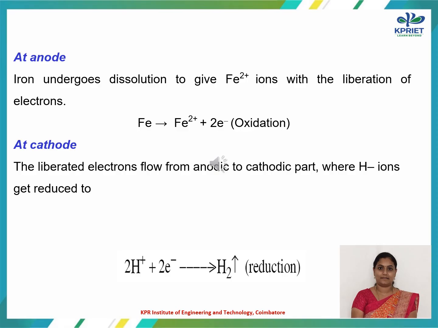The various reactions which happen under hydrogen evolution type corrosion are: at anode, the metal releases its electrons and gets oxidized as metallic ions, whereas at the cathode, the released electrons are accepted by the proton and get reduced as hydrogen gas.